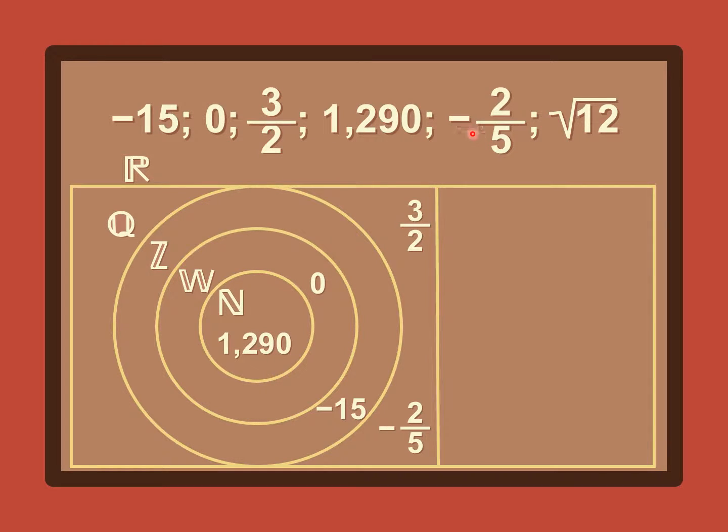Then we have the number negative 2/5, which is a real number. It is a rational number. However, it is not an integer because it is an opposite, but it's not an opposite of a whole number. So that means that it stops at rational numbers. So that's where it's classified. And then the square root of 12 is a real number. However, it's not rational, it's irrational. So it will be in the set of irrationals.